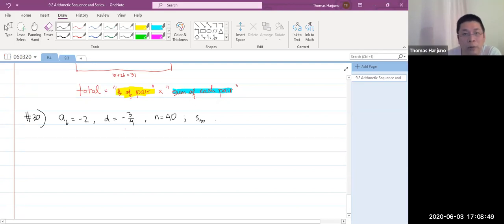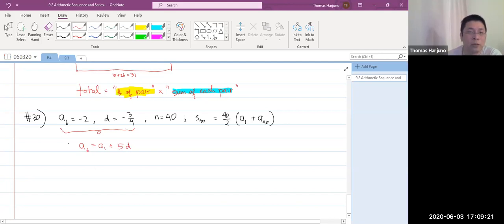Notice that S40 means, the formula is 40 terms divided by 2, that's the number of pairs. And then I need the first term, which I don't have yet, but I can find it, and the 40th term. Is that right? Now, how do I get that? Well, notice that I have the 6th term and the d, and that will be enough for us to find the first term. Okay, so the 6th term is -2, the first term is unknown, the d is -3/4.